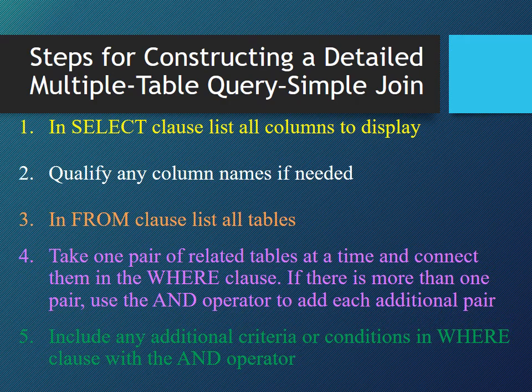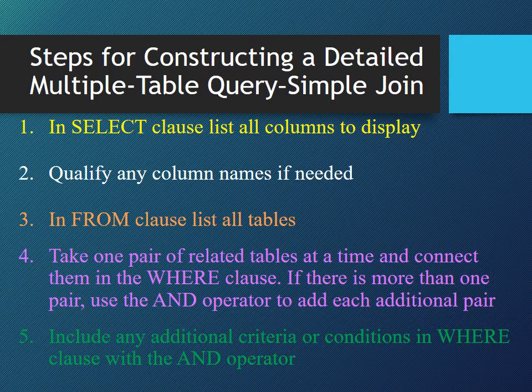Let's take a look at the basic steps for constructing a detailed multiple table query when using the simple join method. First, you will need to list all of the columns you want to display in the SELECT clause. Next, you will qualify any needed column names. Then you will list all tables in the FROM clause. So far, this is the same process as you learned last week for single table queries.